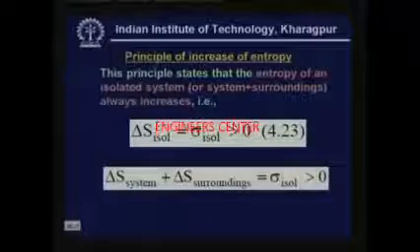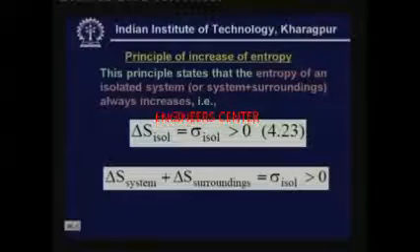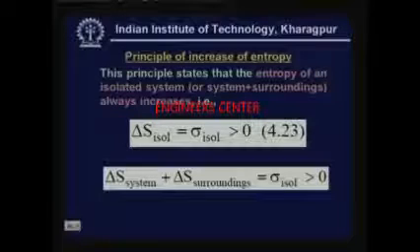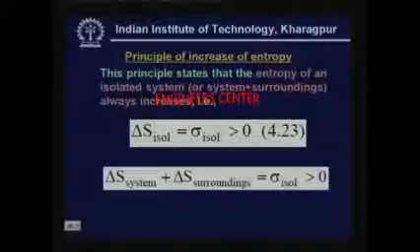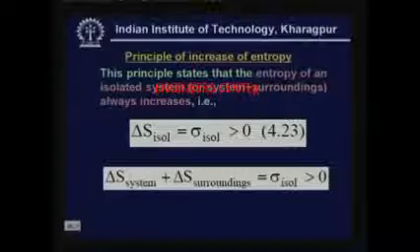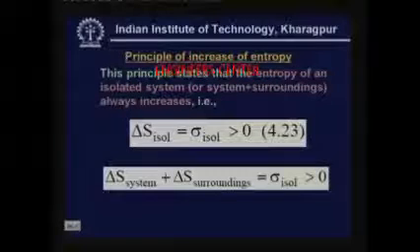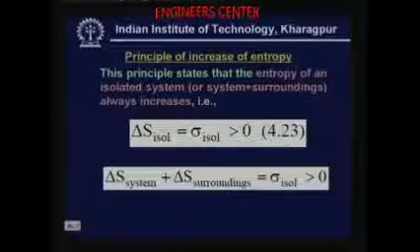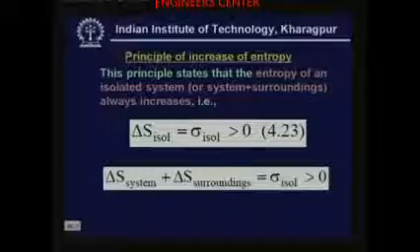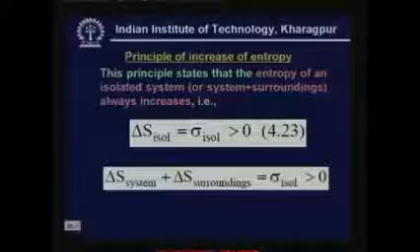Now, this gives a very important conclusion, or you can derive an important principle known as the principle of increase of entropy. This principle says that the entropy of an isolated system always increases. That is what is shown in equation 4.23, that means the entropy of an isolated system will never reduce and it will always increase. So, this actually defines the direction of the process which an isolated system can undergo. And what is the example of an isolated system? If you take the system plus surroundings as a combined system, then it becomes an isolated system. That means, an isolated system can be an isolated system in itself or a system plus surroundings. So, if you write the entropy balance equation for a system plus surroundings, then also you get the same conclusion. That means, the entropy change of a system plus the entropy change of surroundings will be equal to sigma of the combined system, which will always be greater than 0.